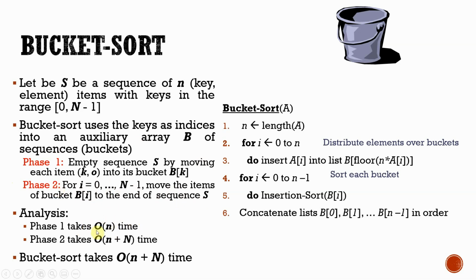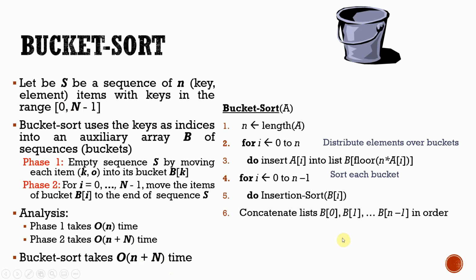Putting elements in the buckets takes order of n. Phase 2 takes order of n plus capital N, which is the range. So the time complexity of bucket sort is order of n, which is the number of elements in our array, plus the range. We can call it range or k. So it's going to be order of n plus k, similar to counting sort.